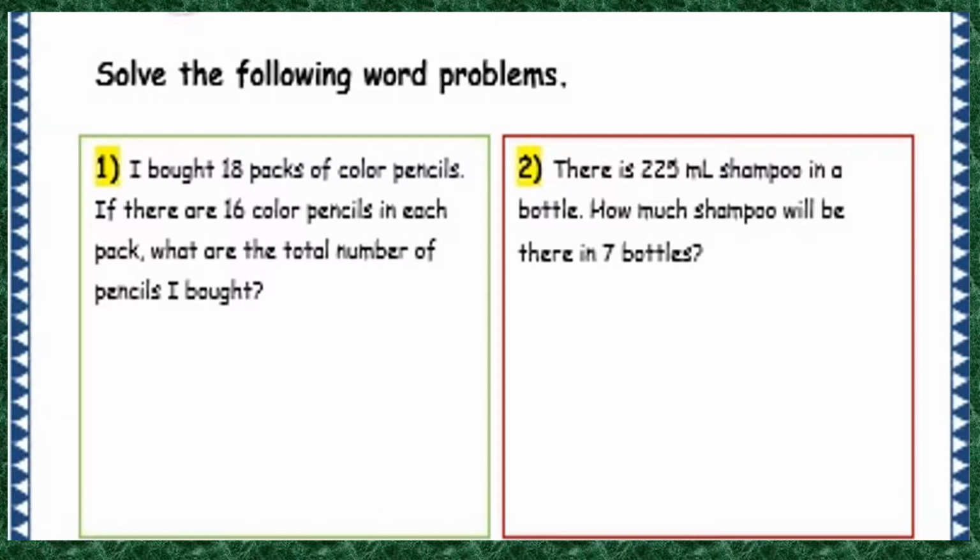So you can write in the statement that number of packets are 18 and in each packet 16 colors are there. So total number of color pencils will be 18 multiplied by 16. You write here. And now children, you multiply. Always start from the right hand side. 6 8s are 48. 4 carry. Now 6 1s are 6 plus 4 carry is 10.